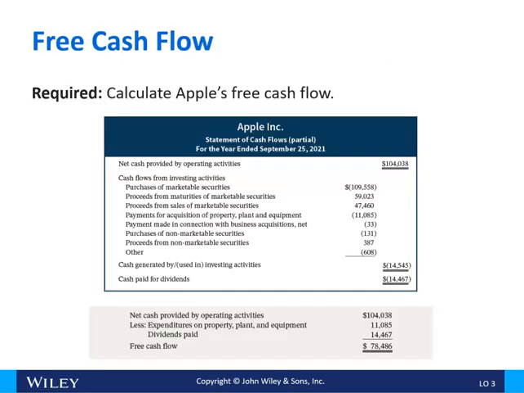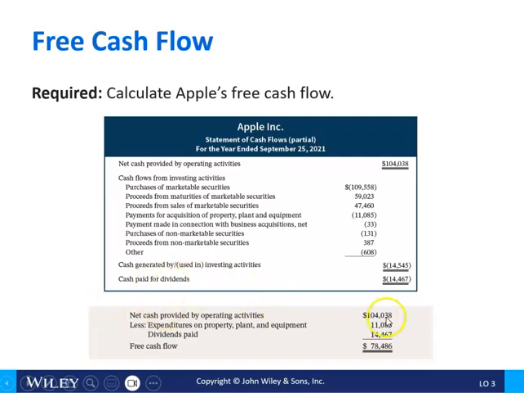So if we look at Apple for 2021, this is their summary cash flow statement. It doesn't show the details, but it shows net cash provided by operating activities. Then it shows cash flows from investing, and at the bottom, cash paid for dividends as well. So it doesn't show the whole section, but that.